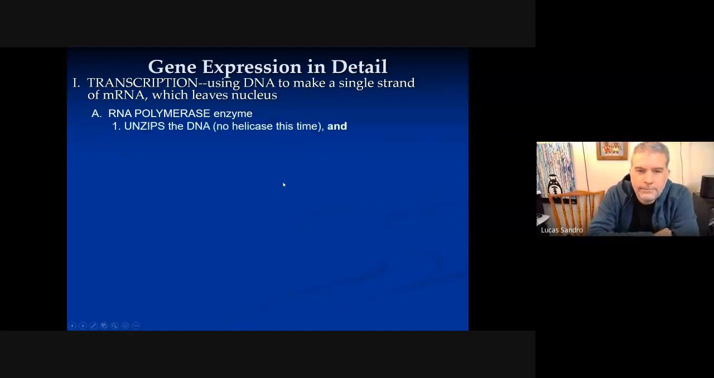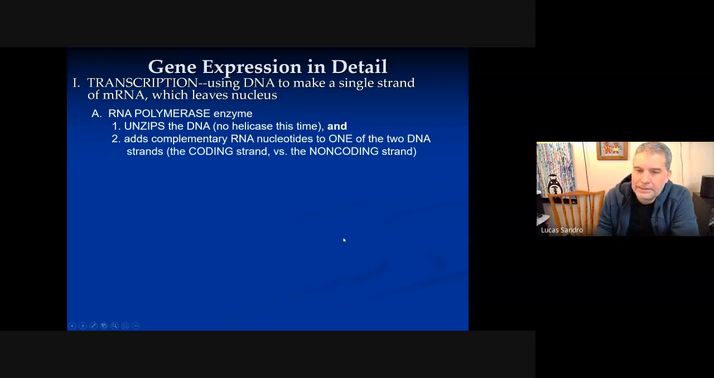It unzips the DNA because there's no helicase this time. Remember, helicase was the enzyme that unzipped it in the other one. It unzips it at the front. It adds its own complementary RNA bases to one of the two DNA strands, not both. Remember, we're looking for a single strand of mRNA. And then it actually re-zips the DNA when it's done. Shuts the door on its way out.